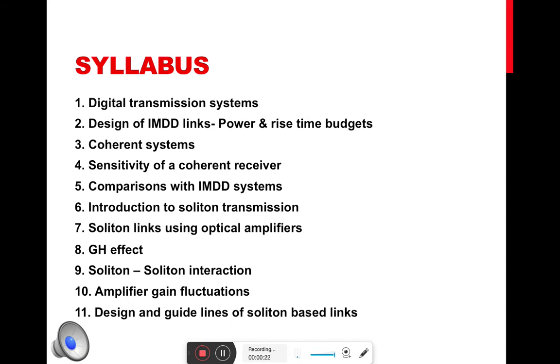We'll be dealing with each of these: digital transmission systems, design of IMDD links, power and rise time budgets, coherent systems, sensitivity of a coherent receiver, comparison with IMDD systems, introduction to soliton transmission, soliton links using optical amplifiers, GH effect, soliton-soliton interaction, amplifier gain fluctuations, and finally design and guidelines of soliton-based links.